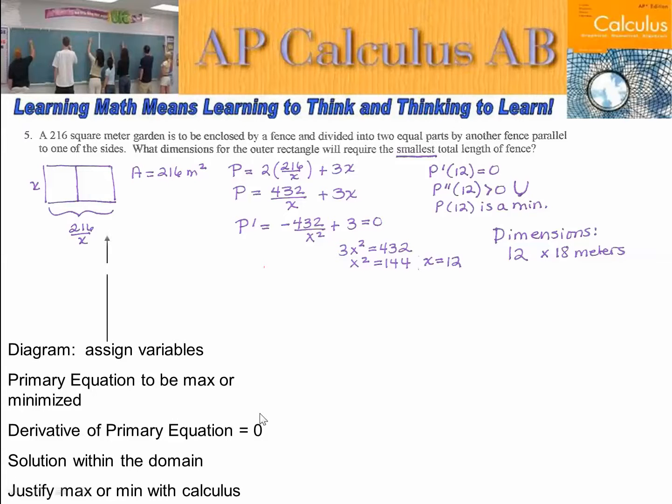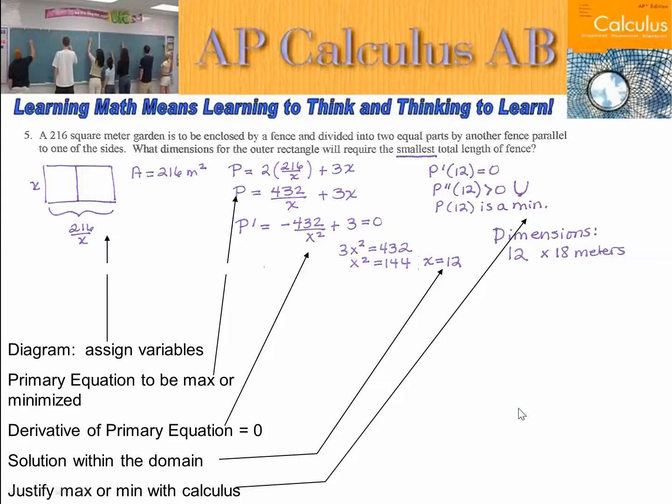Did we assign variables and draw a picture? Come up with a primary equation simplified to be maximized or minimized by taking the derivative? Did we take the derivative of the primary equation and set it equal to 0? Is our solution within the domain of the problem? If we came out with something so high that when we multiplied the length and the width, we got something greater than 216, that would make no sense. But it is within the boundaries, because if we figure out the perimeter and the area, it comes out to 432 for the area. Did we justify by calculus that it was a min?